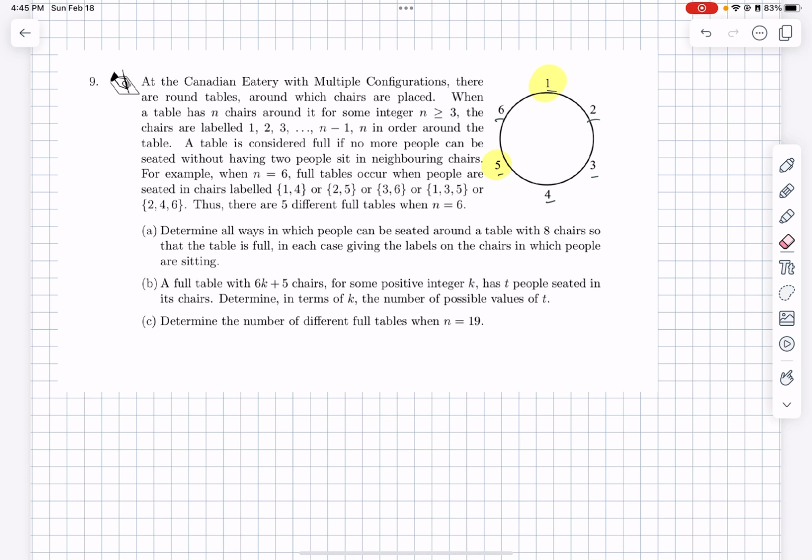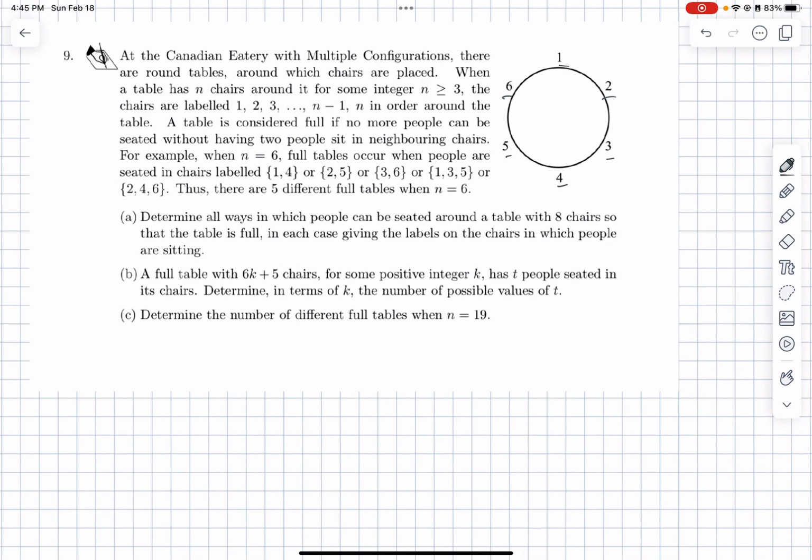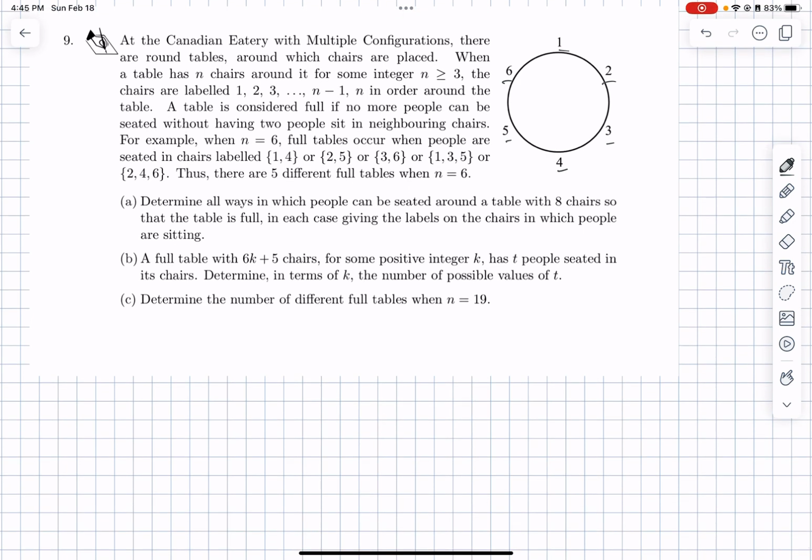So they listed all the possibilities for when there's 6 chairs, and there's 5 different possibilities. So now it's asking for question 9, part A, determine all the ways in which people can be seated around a table with 8 chairs so that the table is full. And in each case, it wants you to write down the labels of the chairs on which people are sitting.